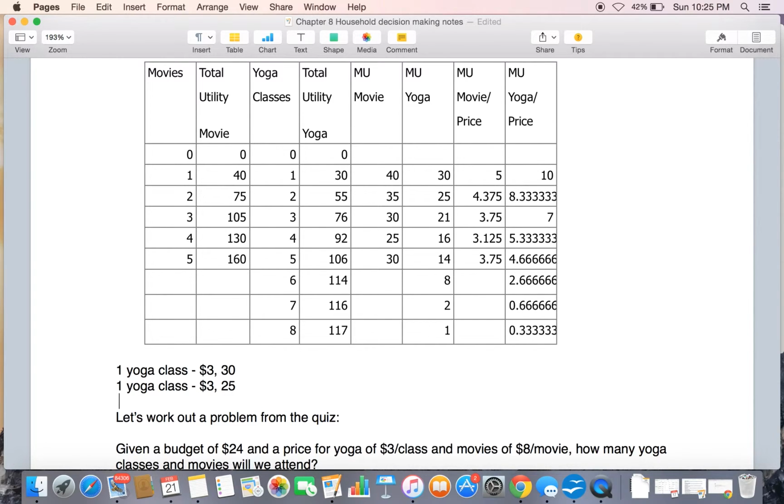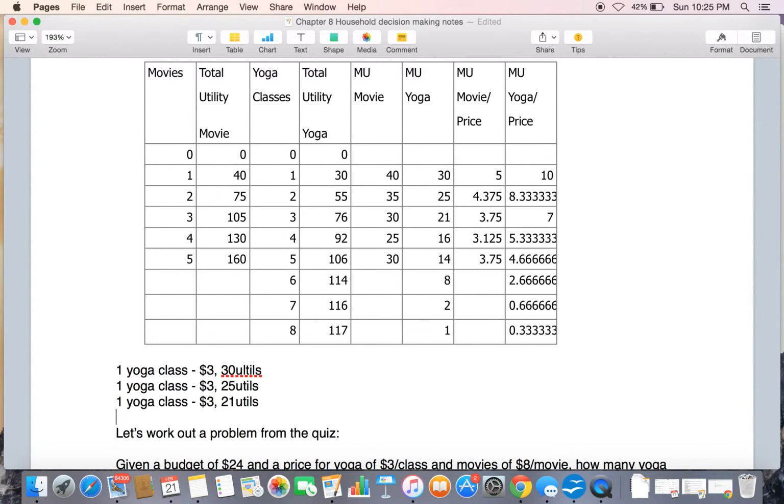It looks like we're going to go to another yoga class, and it's going to cost us $3. And it's going to give us 21 utils. And again, 1 yoga class costs us $3, gives us 16 utils.